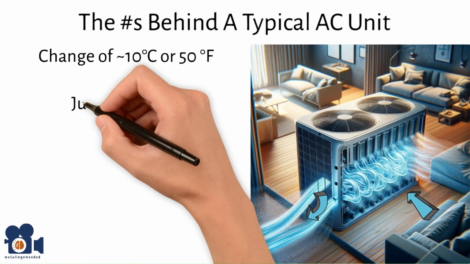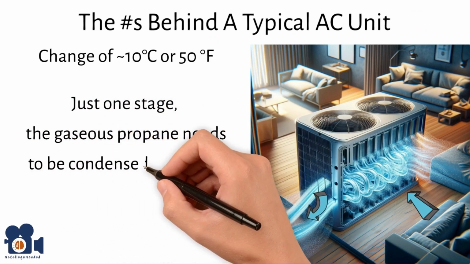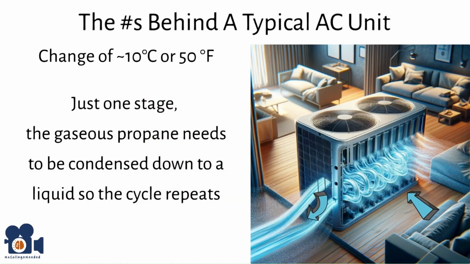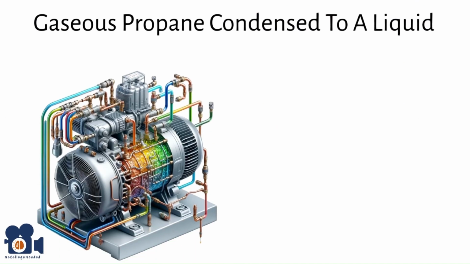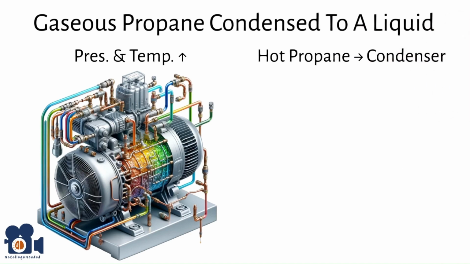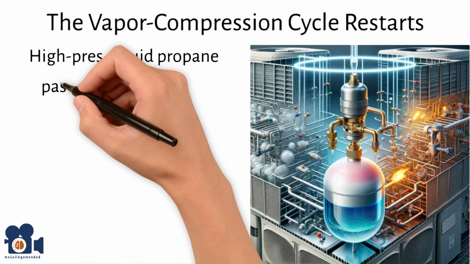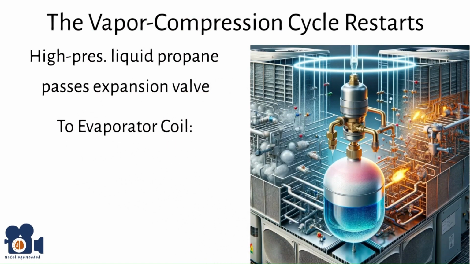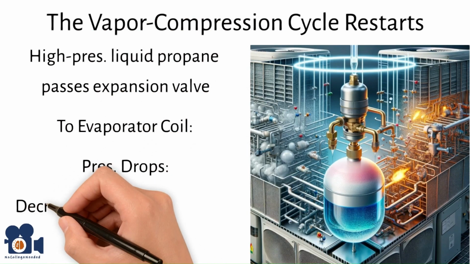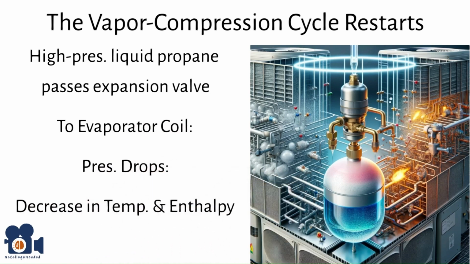Keep in mind that this is just one stage. The gaseous propane needs to be condensed down to a liquid so the cycle repeats. To do this, the vaporized propane is compressed by a compressor, which increases its pressure as well as its temperature, which the AC unit needs to get rid of. To do this, it sends the hot propane to a condenser where the propane transfers its heat to air that is then pumped outside. That is why on any AC unit, there is also a discharge of hot air, or the AC unit itself feels warm. From there, the high-pressure liquid propane passes through an expansion valve back to the evaporator coil, where its pressure drops suddenly, leading to a decrease in temperature and enthalpy to start the cooling process again.